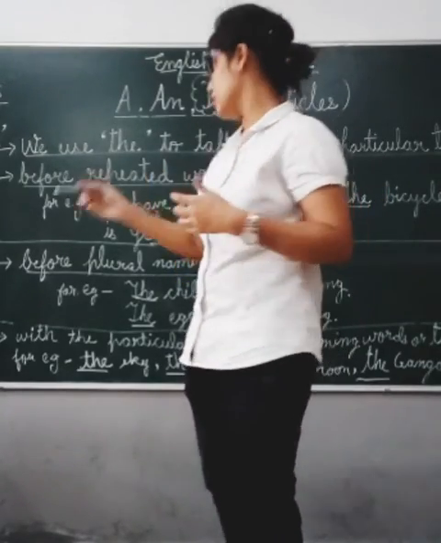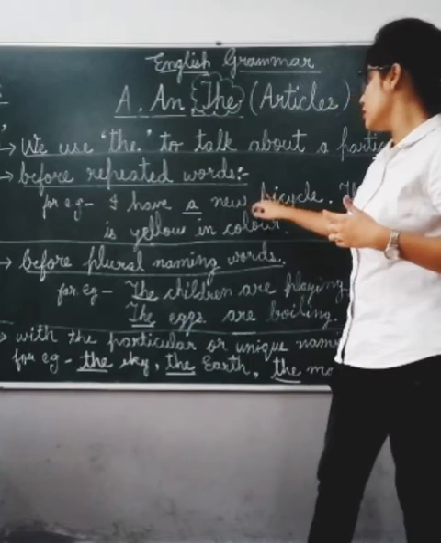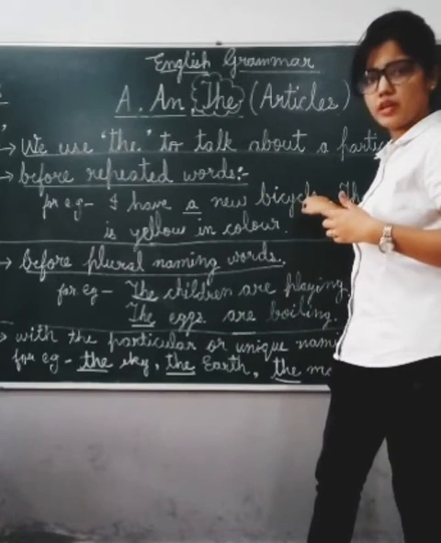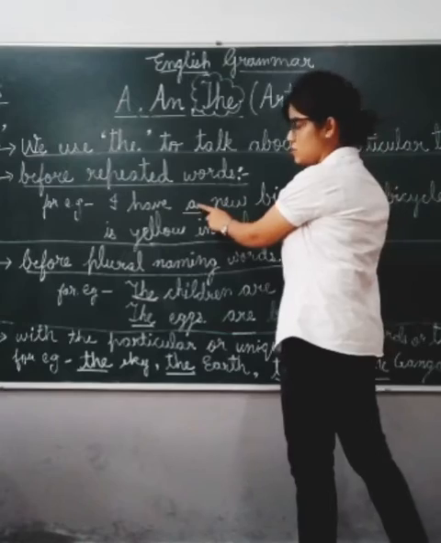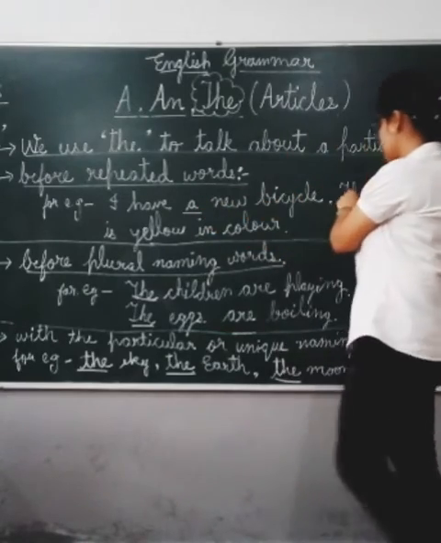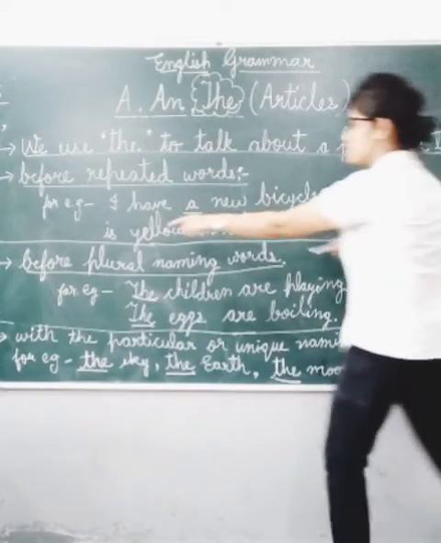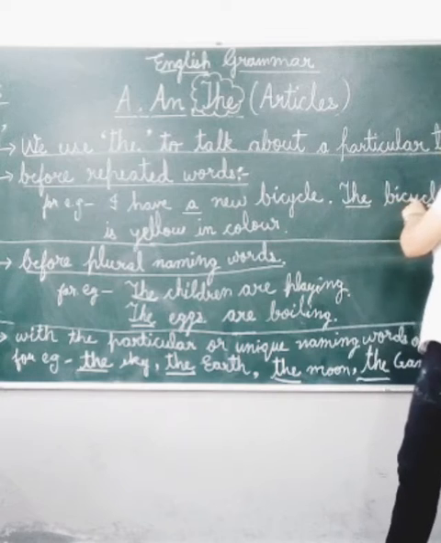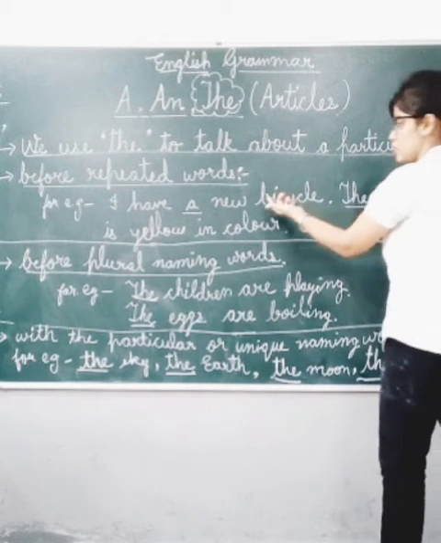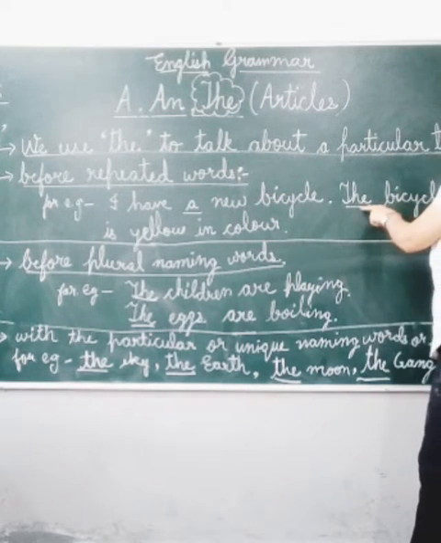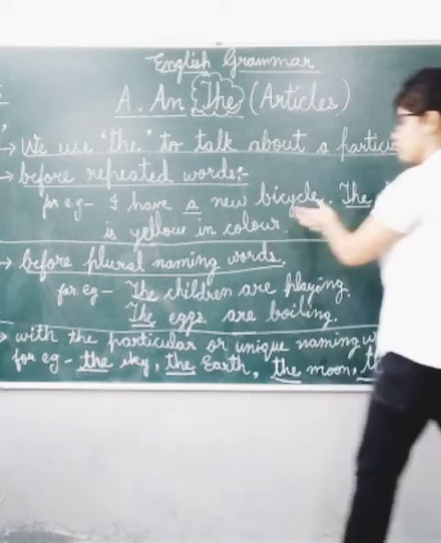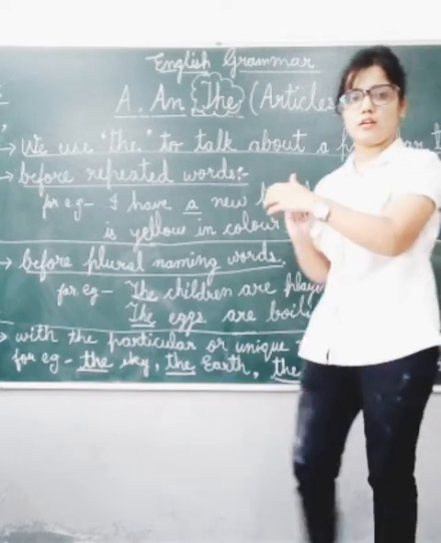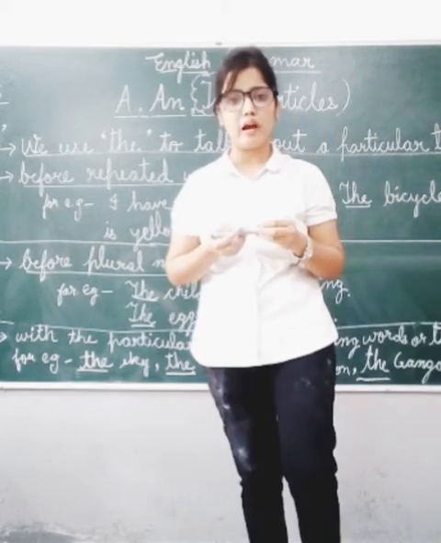Also we use the before repeated words, those words which we are repeating again. Like, I have a new bicycle. Here we are talking about a bicycle once, so we will use a. But in the next sentence, the bicycle is yellow in color. We are repeating the talk about the bicycle, so before bicycle we will write the. From the next sentence, we will use the before bicycle.